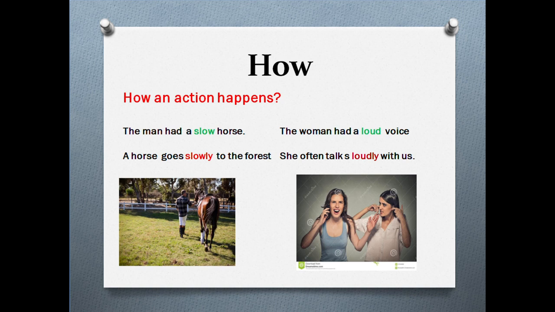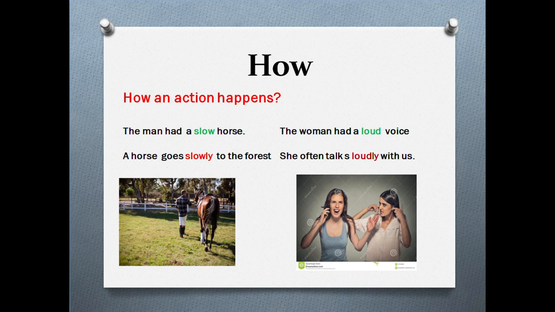Okay, next one. The woman had a loud voice. So loud is an adjective. Voice is a noun. Okay, next sentence. She often talks loudly with us. In the sentence, the adverb is loudly. Before the adverb, there is a verb, talks. Okay, you should write down those sentences in your notebook.